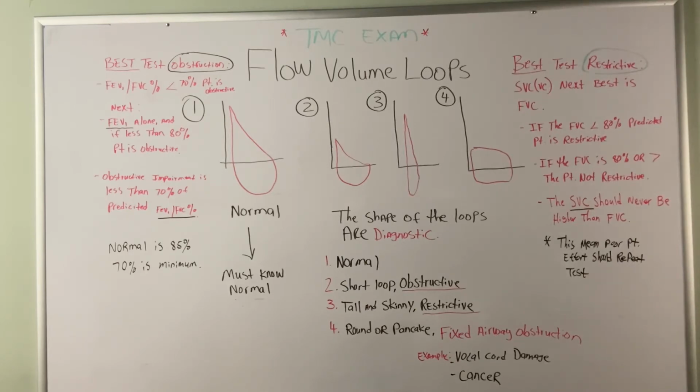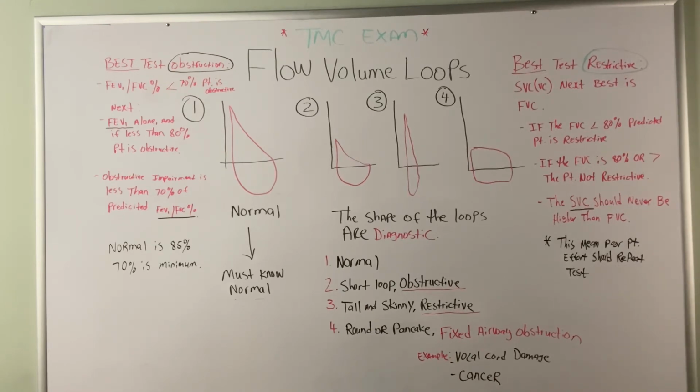On the right side of the board, I want to talk to you very briefly about your best test for restrictive diseases, which is the slow vital capacity or forced vital capacity, all the same. Your best test for restrictive is the slow vital capacity, and your next best test is your forced vital capacity. If the FVC, the forced vital capacity, is less than 80% of predicted, the patient is restricted. If the FVC is 80% or greater, the patient is not restricted.